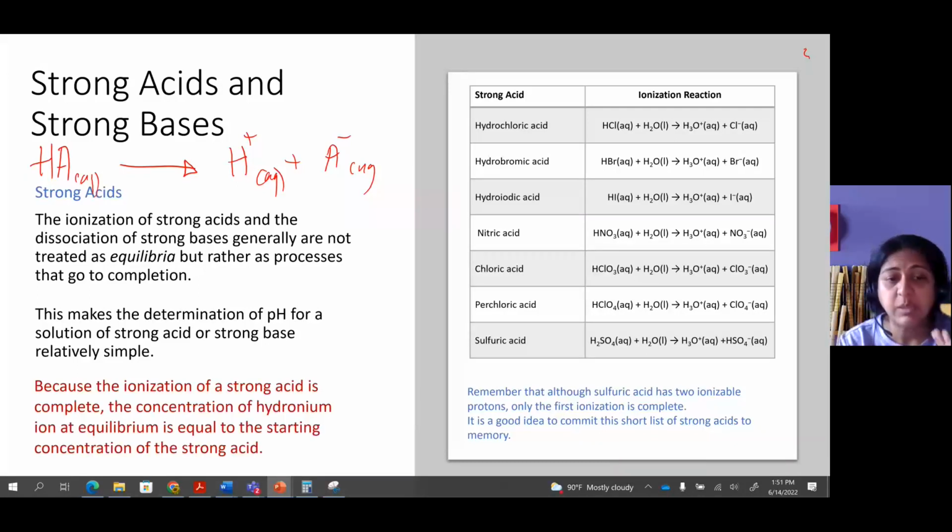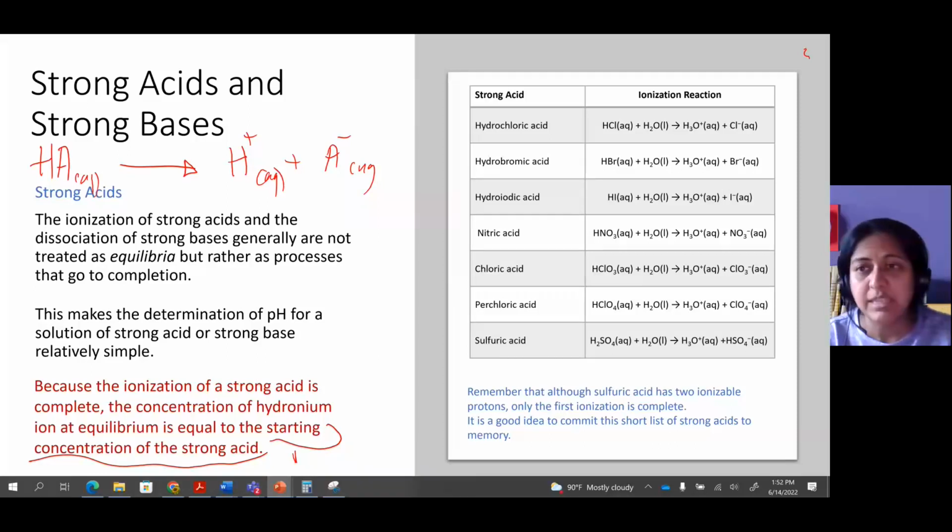Therefore, it's very easy to calculate the concentration of hydronium ions, or H plus ions, in strong acids because it is always equal to the starting concentration of the strong acid. The ionization in a strong acid is complete. Therefore, the hydronium ion concentration of a solution of a strong acid is equal to the starting concentration of the strong acid.